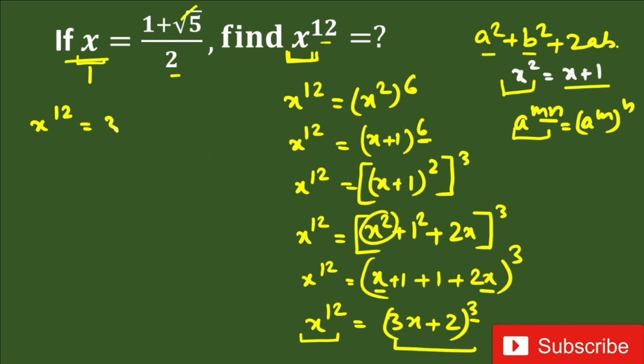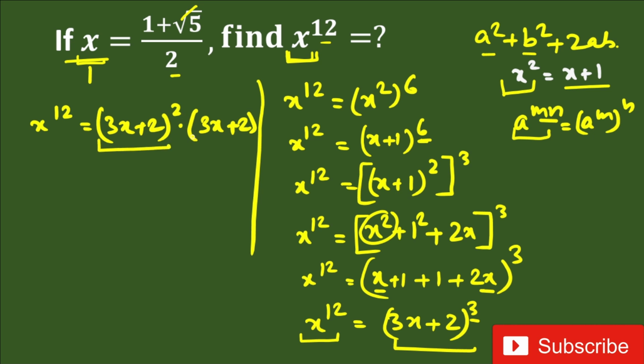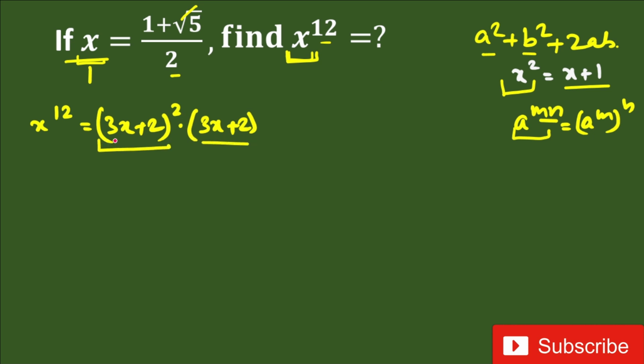So we can write it as (3x plus 2) whole square, and we'll multiply by (3x plus 2). So the value of this term, (3x plus 2) whole cube, we can write as (3x plus 2) whole square multiplied by (3x plus 2). Now if you look here again, it is in the form of (a plus b) whole square. So we'll use this formula again: a square plus b square plus 2ab. So we can write 3x square will be 9x square, plus b square means 2 square will be 4, and 2ab means 3x multiplied by 2, and 2 will be 12x, and this value will be multiplied by (3x plus 2).